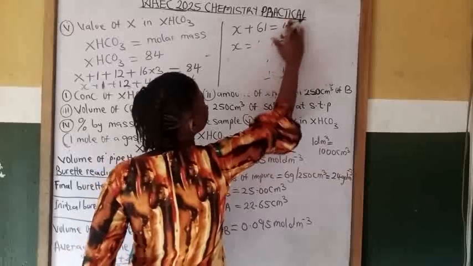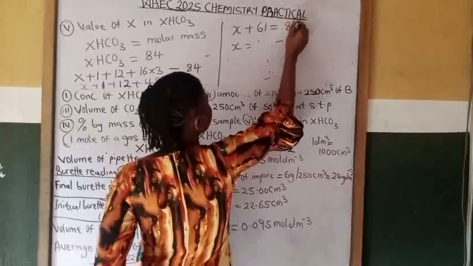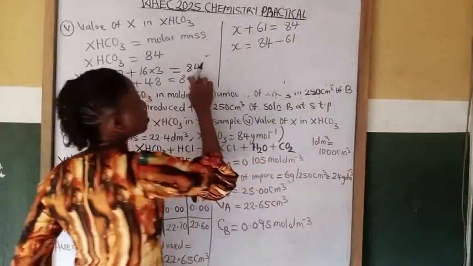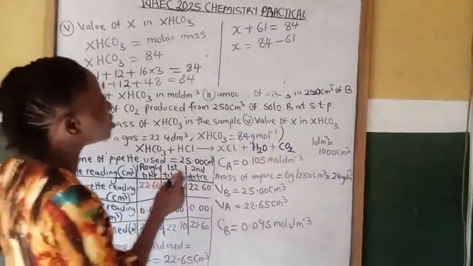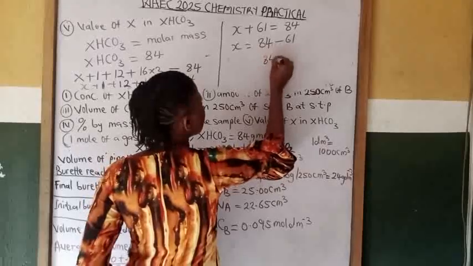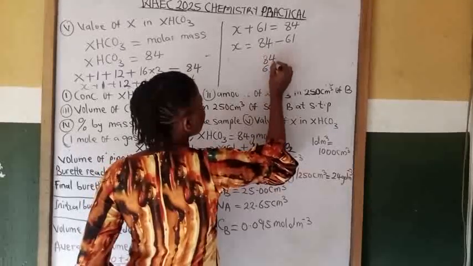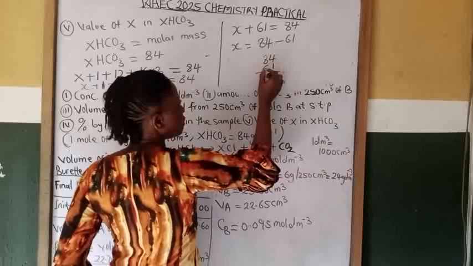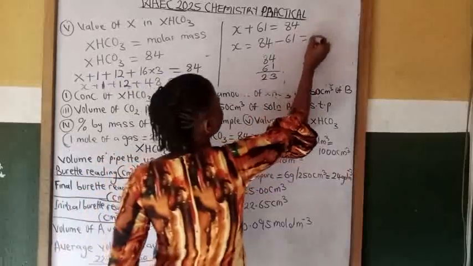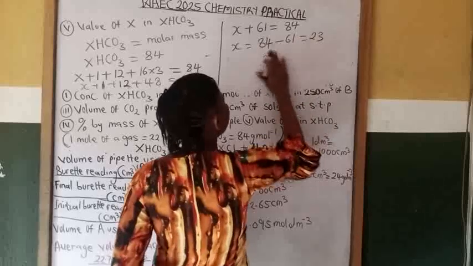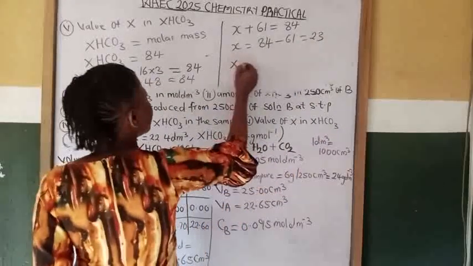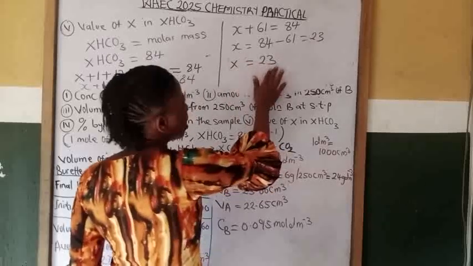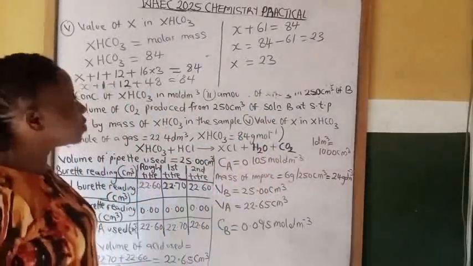Sorry, this is 84, so our molar mass is 84. So that will be 84 minus 61. This one will give me 3, and 8 minus 6 will give me 2. So equal to 23. The molar mass of x is 23.